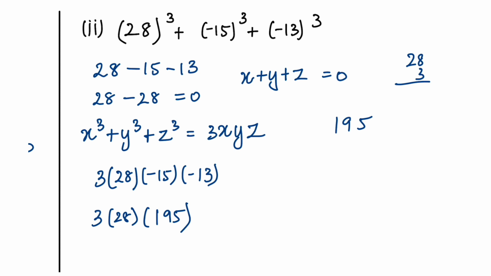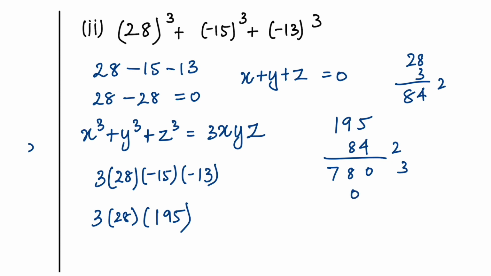28 times 3: 8 times 3 is 24. We have remaining 2. 3 times 2 is 6. 6 plus 2 is 8. 84. Right. So 195 multiplied by 84. It's going to be quite a large number. 5 times 4 is 20. Remaining 2. 9 times 4 is 36. 36 plus 2 is 38. And we have a remaining 3. 4 times 1 is 4. 4 plus 3 is 7.